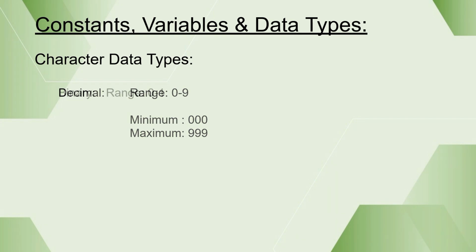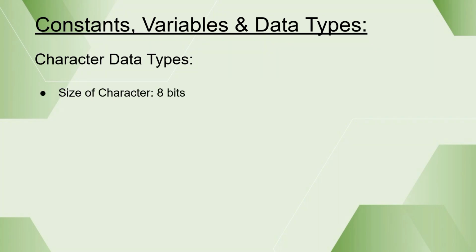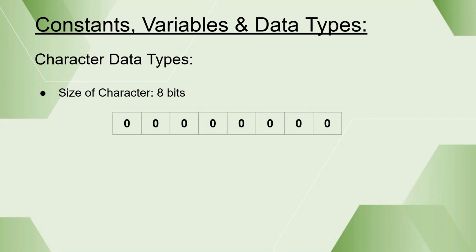In the same way, in the binary case, the maximum digit is 1 and the minimum digit is 0. If someone asks the minimum value of 3 digits in binary, we can choose 0, 0, 0, and the maximum is 1, 1, 1. In the same case, the size of a character is 8 bits. That means we can choose 8 boxes. For minimum, we can put 0 in all the boxes.